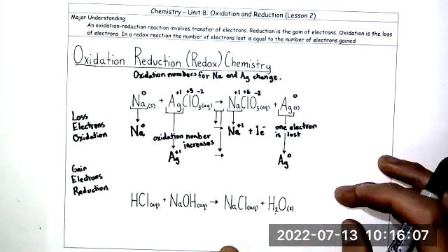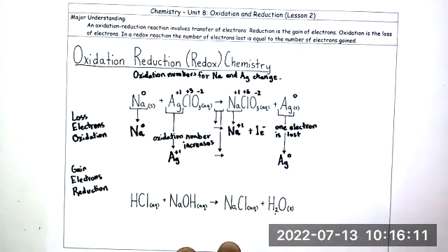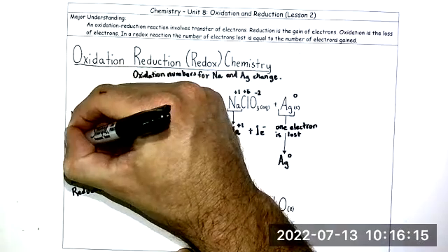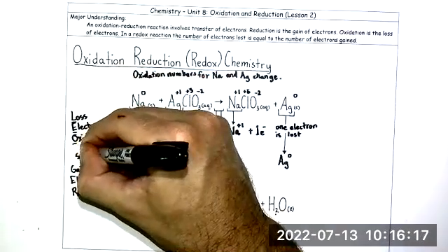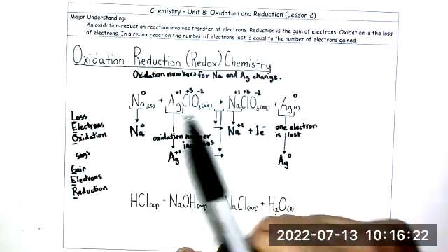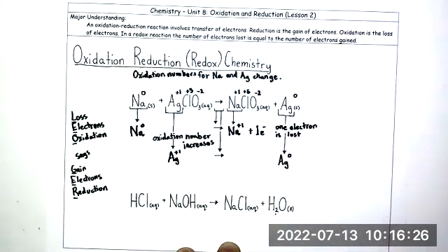Okay, and there's a memorization device that you can use so that you can remember this. So we can say LEO says GER: loss of electrons is oxidation, gain of electrons is reduction.